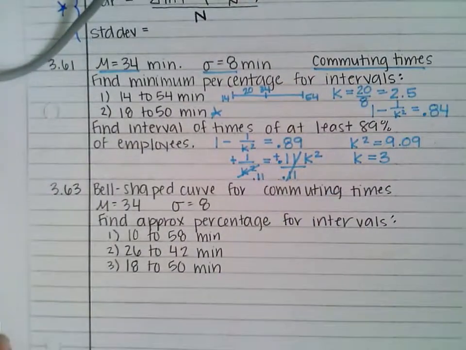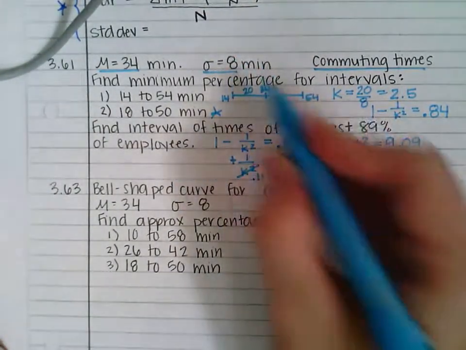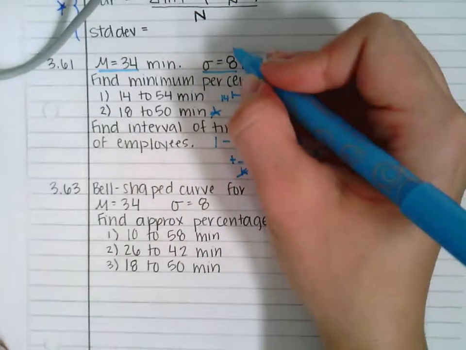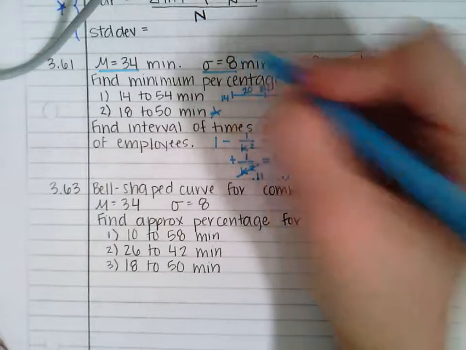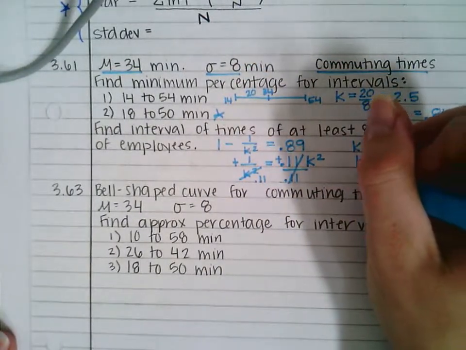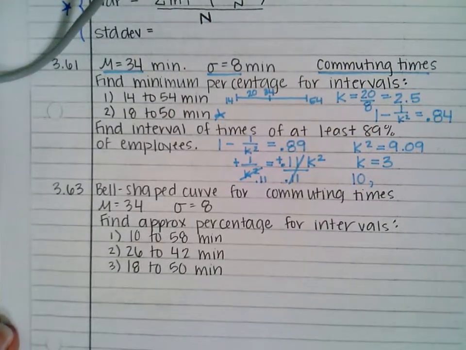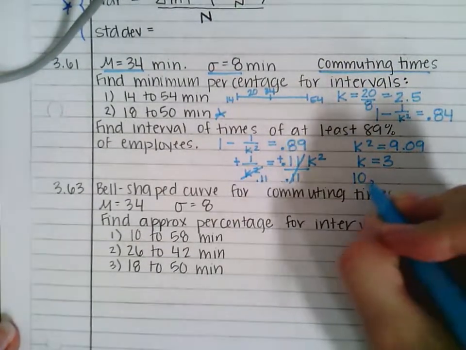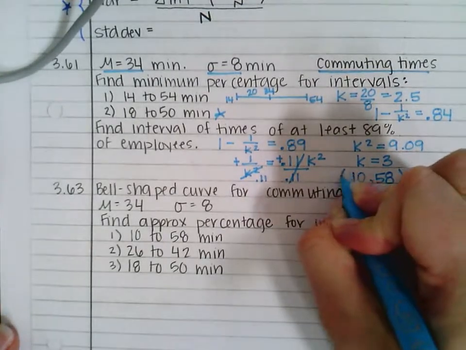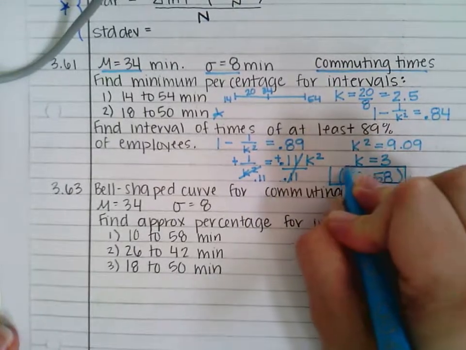Okay. So I want this to be 3 standard deviations for my interval here. So if I take 3 and multiply by 8, I get 24. So my interval is going to go from 34 minus 24, so from 10, to 34 plus 24, which is 58. And that's going to be my answer here.